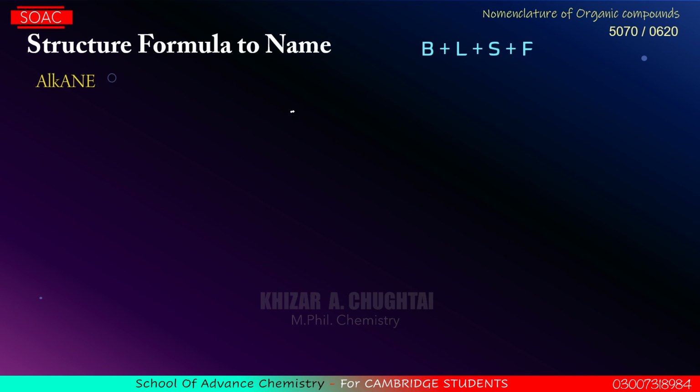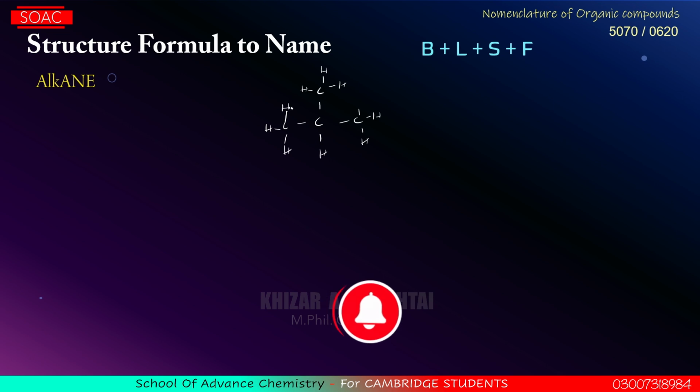The next thing is I'm going to have the branch structure. I mean, if I'm having the similar one, this one, if I'm going to have the branch structure, this one. So, how to write the name of this alkane that is also having four carbon atoms and 10 hydrogen atoms, but its structure is different.